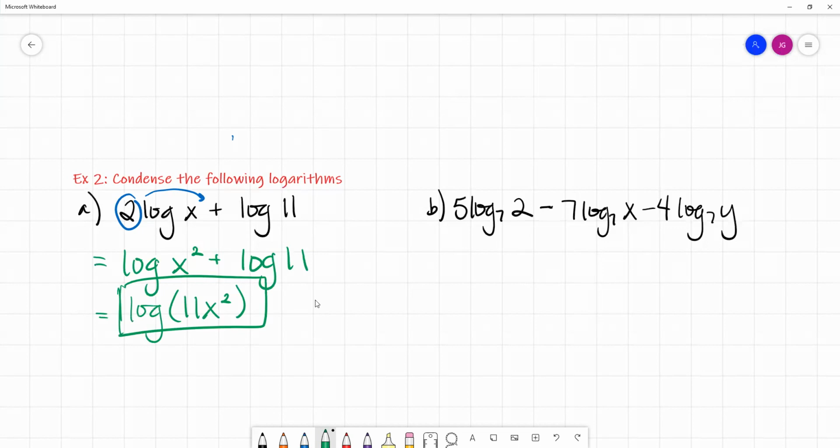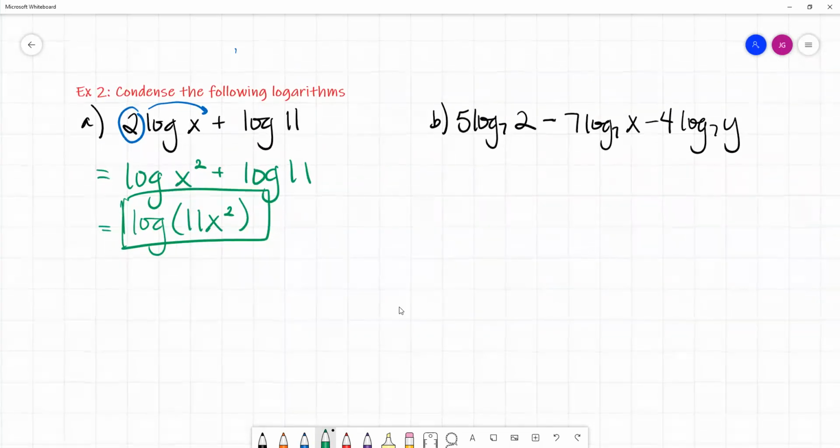Okay, let's do the same thing with part B. 5 log base 7 of 2 minus 7 log base 7 of x minus 4 log base 7 of y. Now, when you have two or more than just two logs that you want to condense into one, start with just the first two.